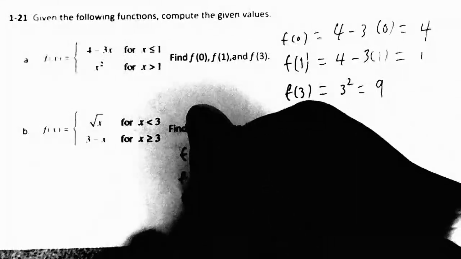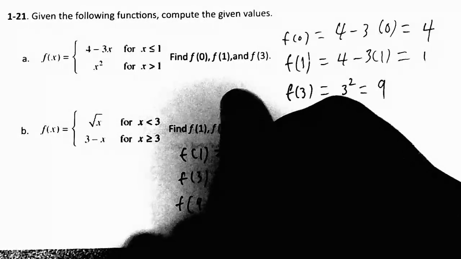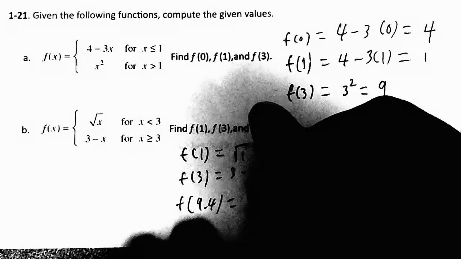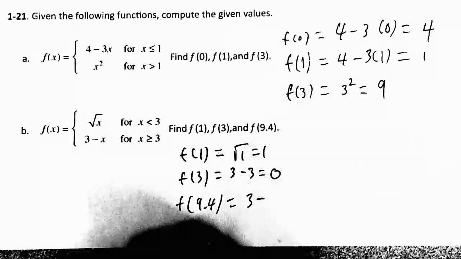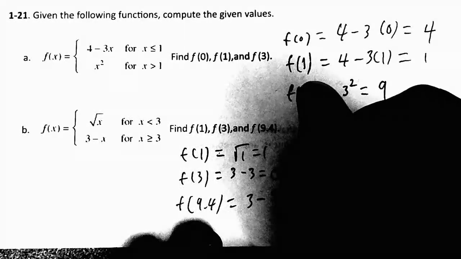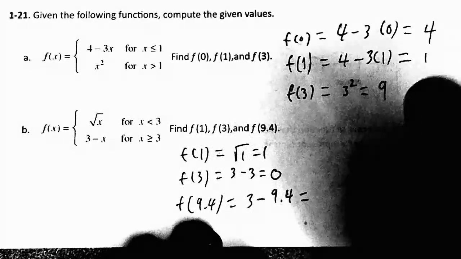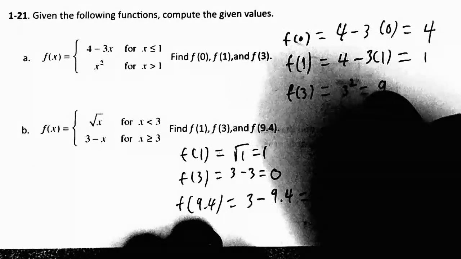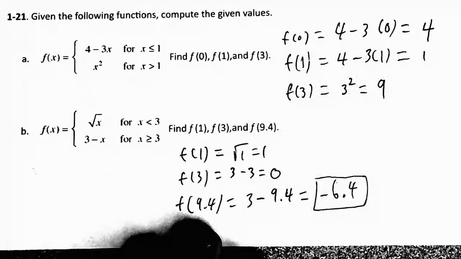Last one, f of 9.4, that is greater than 3. So I'll be using the second equation. That is 3 minus 9.4, which is going to be negative 6.4. Okay, backside.